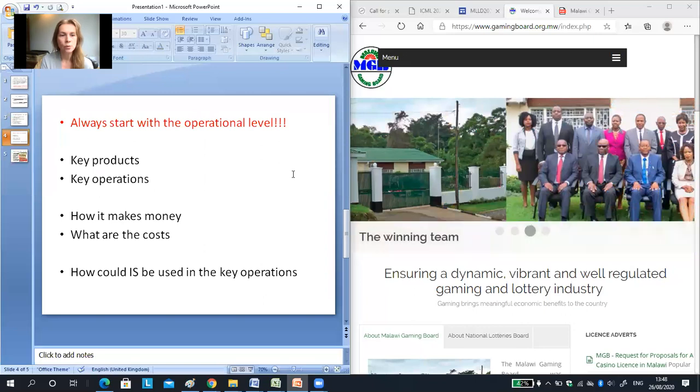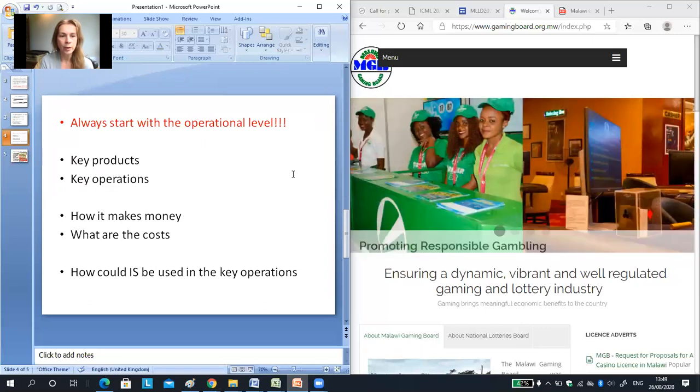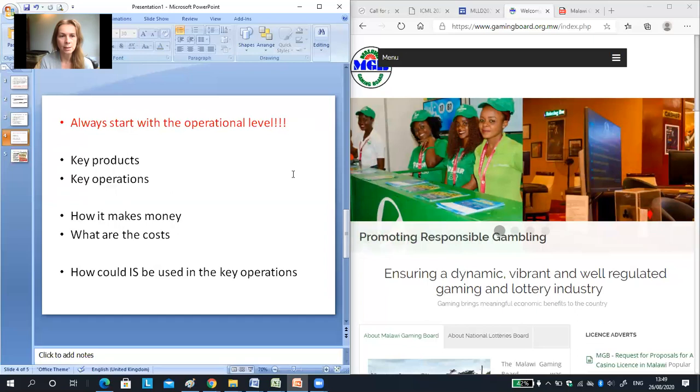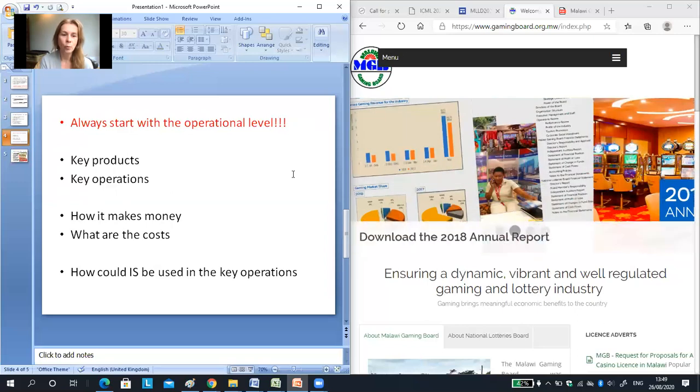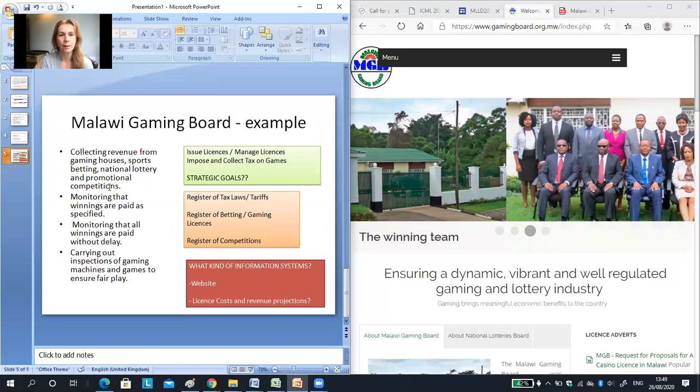You will be able to know about key products. You might not know them all, but you'll be able to identify some of these key products and some of the key operations that the activity is involved in. You'll be able to have a good feel about how this organization is making money, what are the costs involved, and so on. And this will help you in understanding how the information system will be used in the key operations of the company. So back to our example.